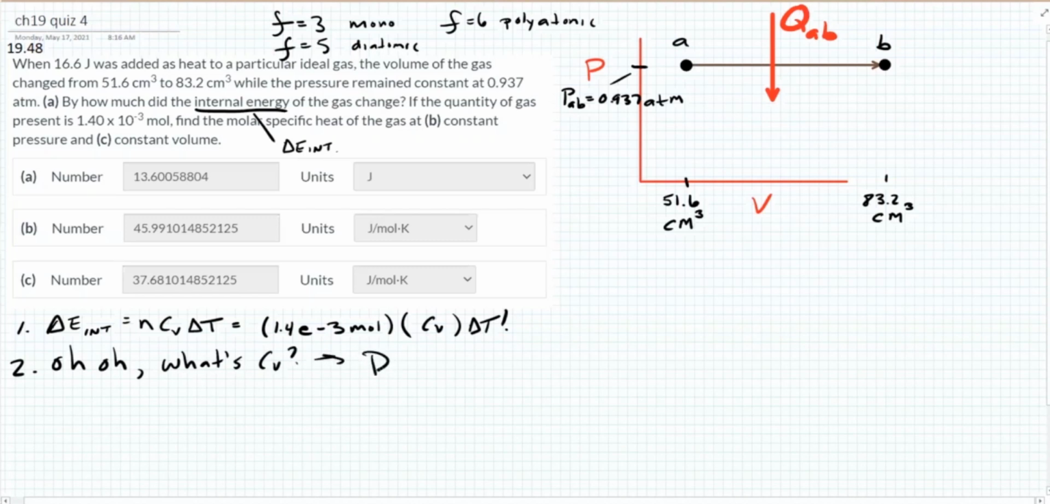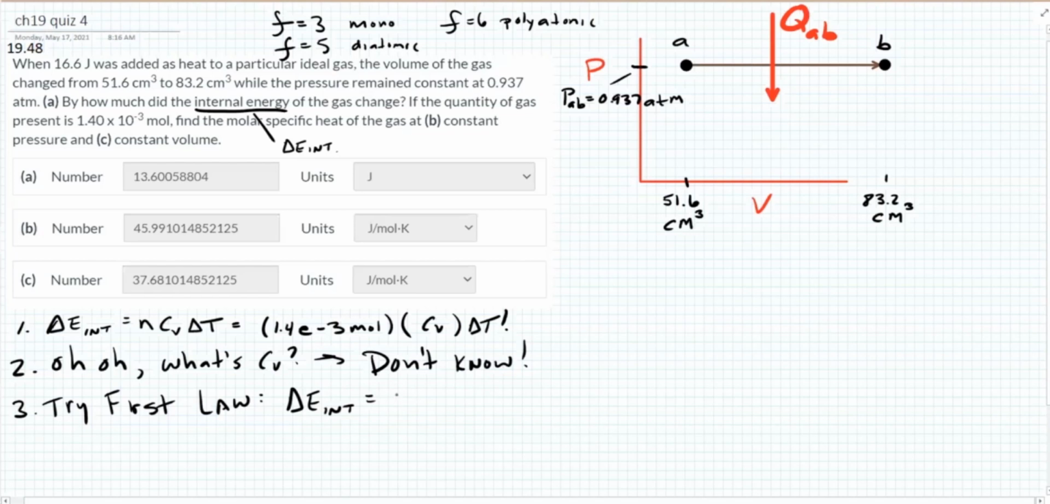Don't know. So then this would be very typical. You just say, okay, well, I'm not going down that path. What about this? Let's try the first law. You know why I'm trying the first law? Because I can't think of anything else at this point. My first thought really was delta U equals N CV delta T, just because I had that on my brain. But I'm going to try the first law. Change in internal energy equals Q minus W. Well, I'm liking this maybe.